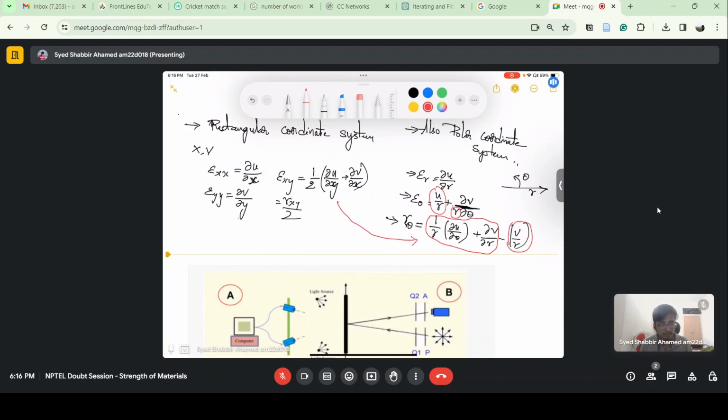This term is epsilon x minus p by r. So these are the differences when we denote a state of strain. State of strain means whatever the independent strain components present in the coordinates; that denotes the state of strain.